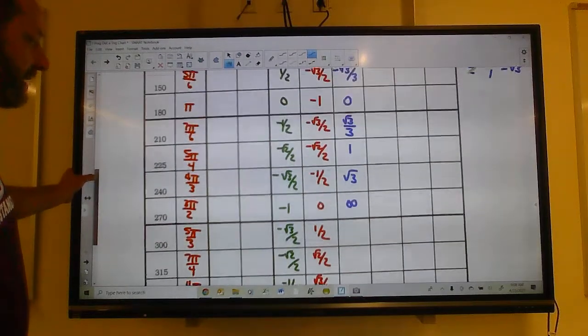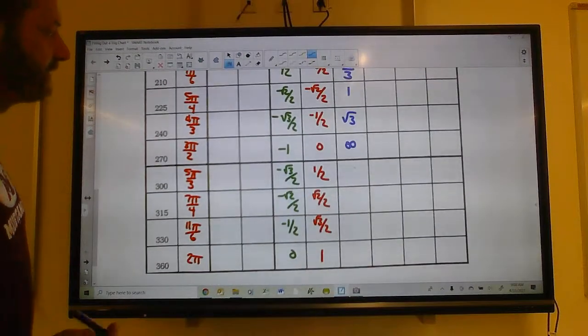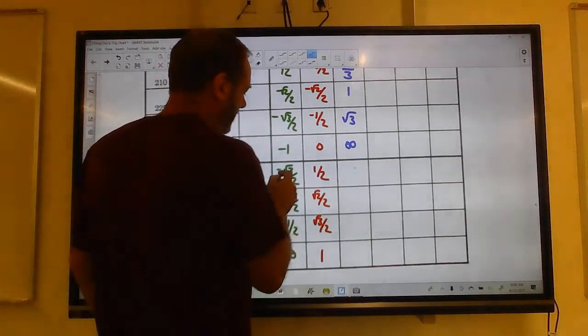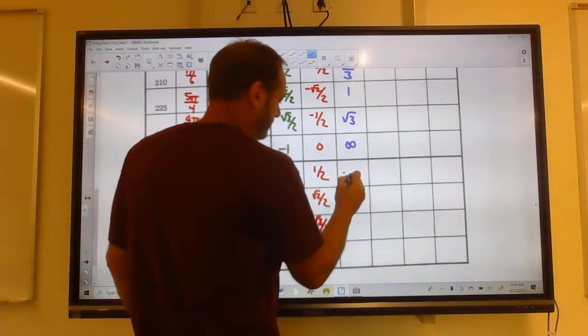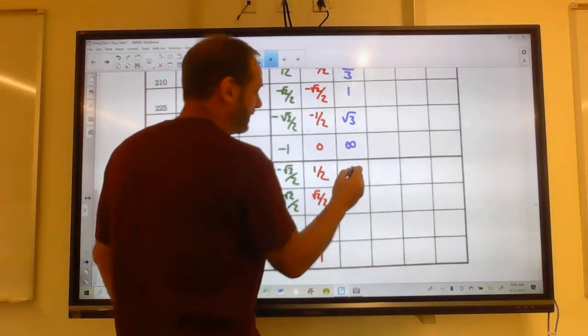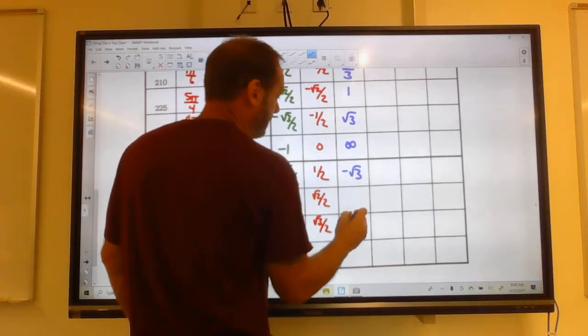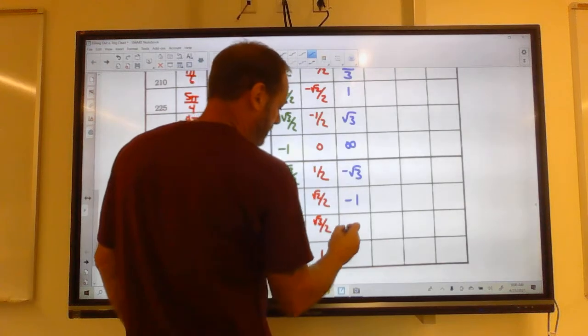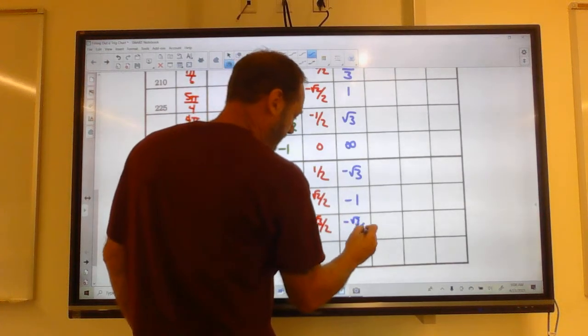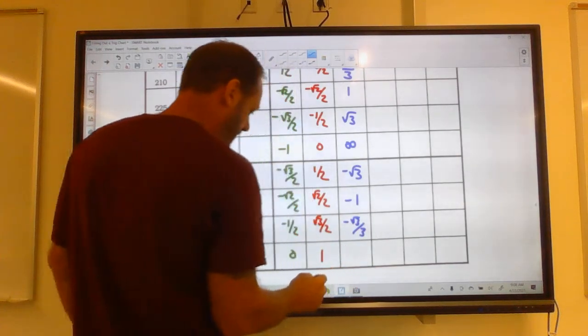And now we're going to get the same numbers yet again in the last quadrant, except they're going to be negative because it's negative divided by a positive. So this is going to be, whoops, forgot my negative sign. Negative square root of 3, negative 1, negative square root of 3 over 3, and 0.